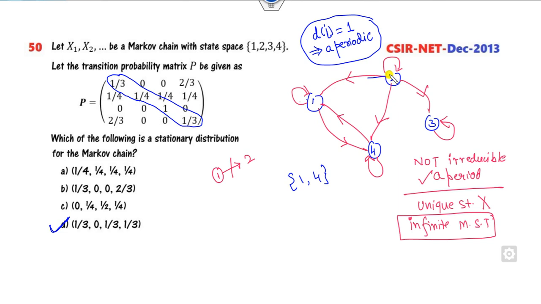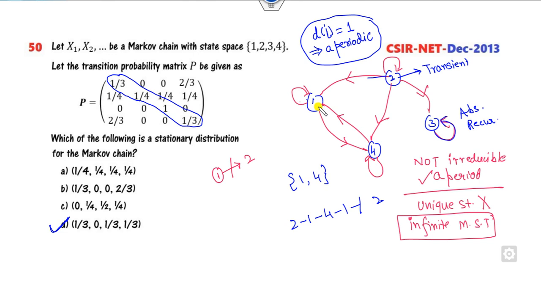If you go from 2 to 1, 1 to 4, 4 to 1, but you can never come back to the 2, it means this is my transient state. And I already told you the shortcut tricks for how you can check that. What about the 3? How many ways can you go from the 3? There is only one way, you can come back. So that is called absorbing, or you can say it's recurrent.